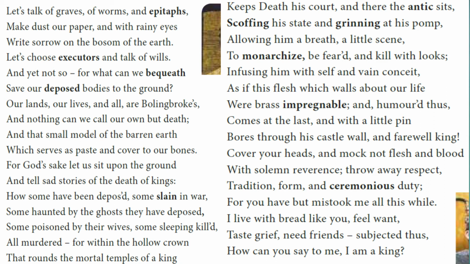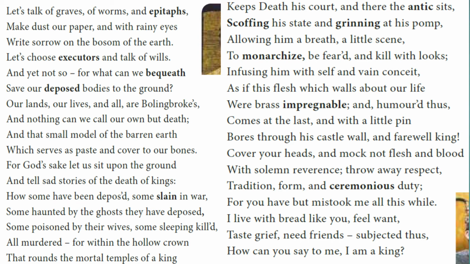So where the brass impregnable is here, which is impossible. Even though you have everything, finally you will face death. So we have to be humble. Comes at last and with a little pin bores through the castle wall, and farewell king. Even as you have the body, it is like a ball. When the ball is pinned, what happens? Automatically the air goes out. So the king who has a body like this, what happens? It is knocked down by a pin.